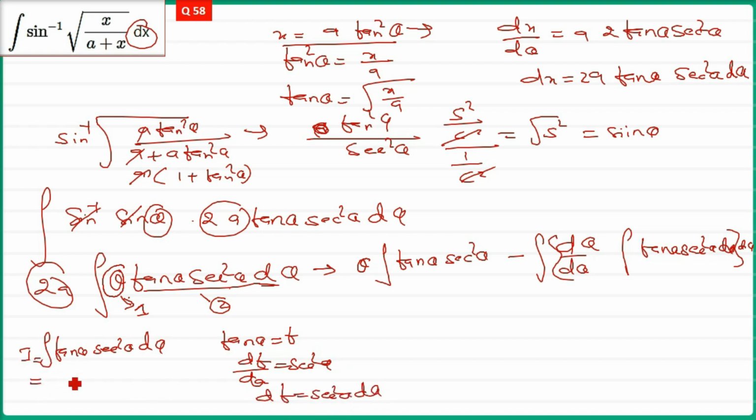So this integration will be something like this. It will be simply t and this dt. So this will be simply t square by 2. And t was what? Tan theta. So you are getting tan square theta divided by 2.